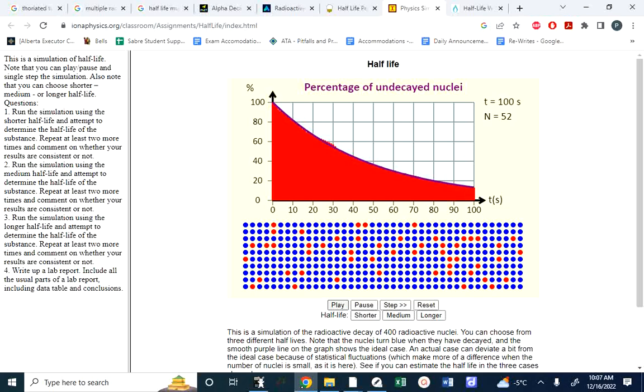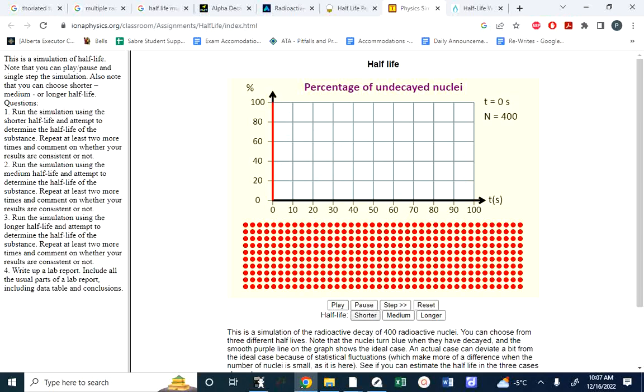If you take a look here at t equals 100 seconds, of all of these nuclei, I don't know how many are there, we could work it out, there's only 52 left. However, if I reset this and I go with a shorter half-life, that means things are going to happen quicker, right? And after 100 seconds, I don't know that we'll have anything left. See, I want to play this again and point something out to you. We have 2 left, right?